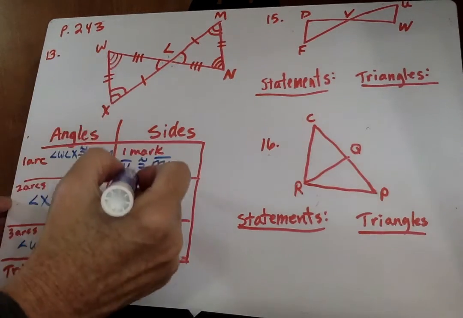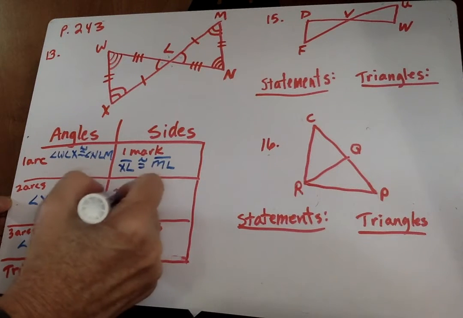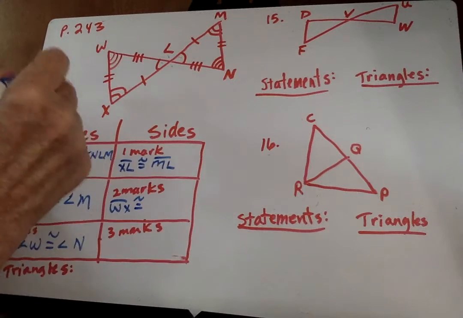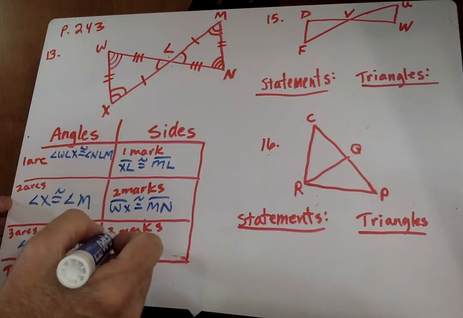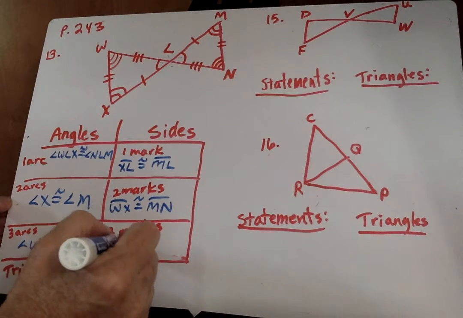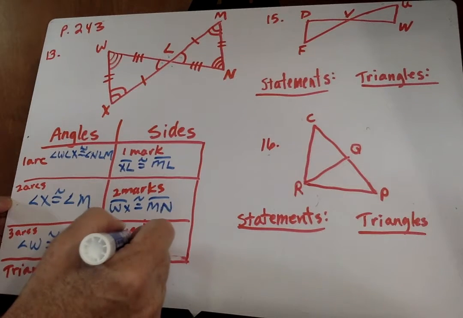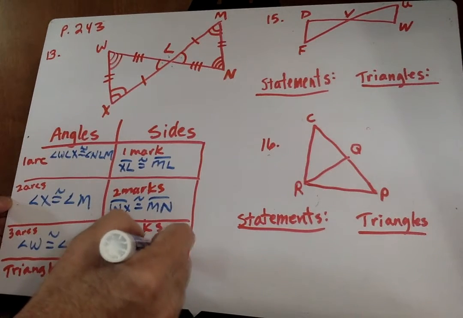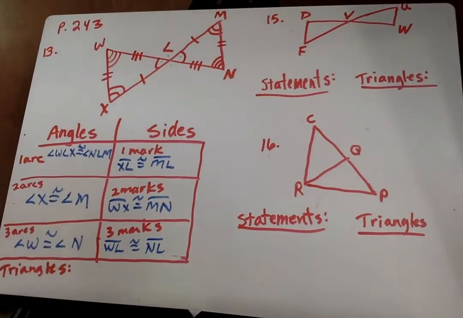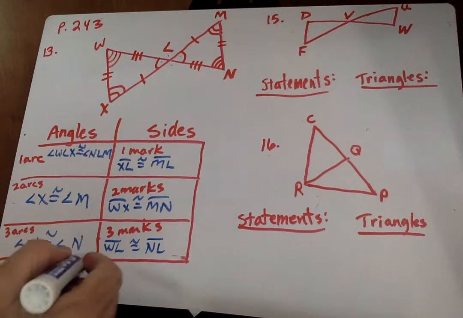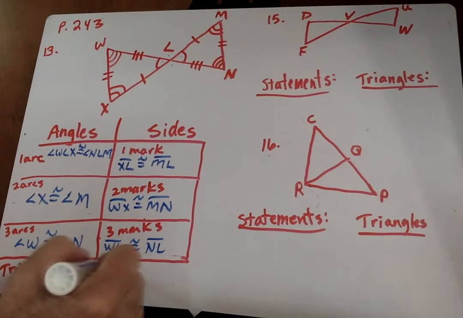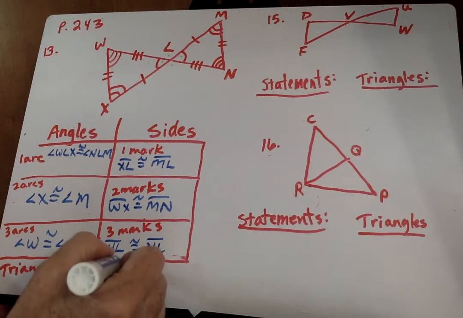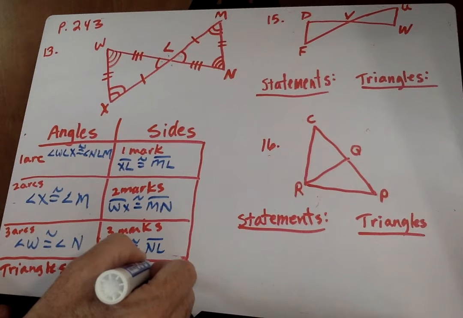Two marks, we can say WX is congruent to MN. Three marks, I can say WL. Now I could also name this LW, it's the same, is congruent to NL. Okay. Now for our triangle, we can say triangle XWL is congruent to triangle MNL.